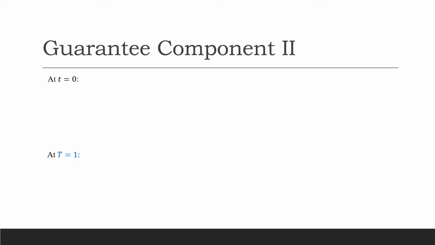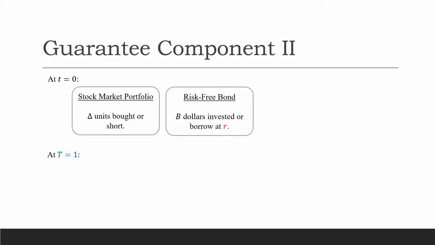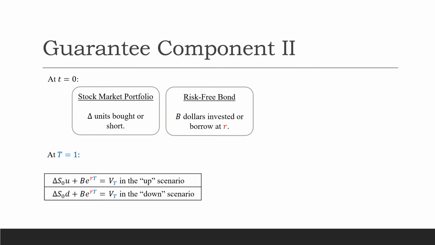We have two financial instruments to work with. We have the stock market portfolio and the risk-free bond. We can buy or short delta units of the stock market portfolio, and we can invest or borrow B dollars at the risk-free rate. There are two outcomes we need to replicate depending on what happens. We can express this mathematically with the following system of linear equations. The left-hand side describes our stock and cash positions in each scenario. You can see in the up scenario, we now own or are short delta units of the stock market portfolio that has gone up, and we've accrued interest on the B dollars.